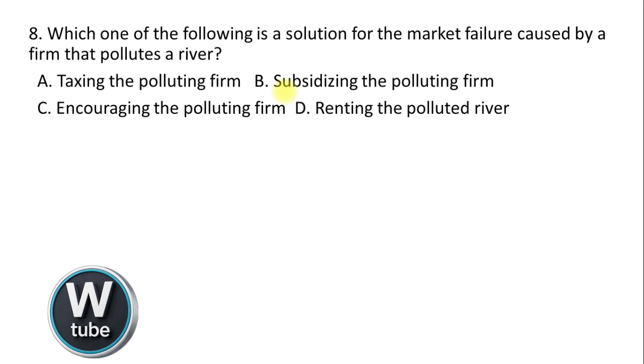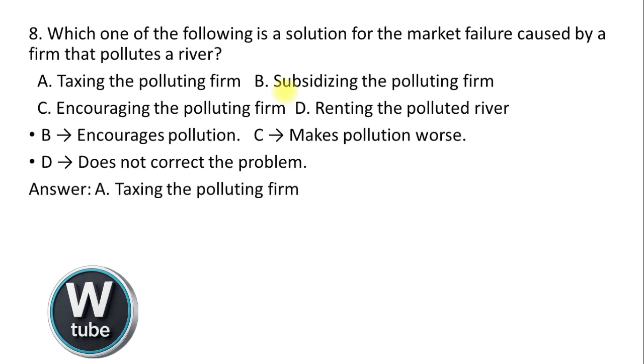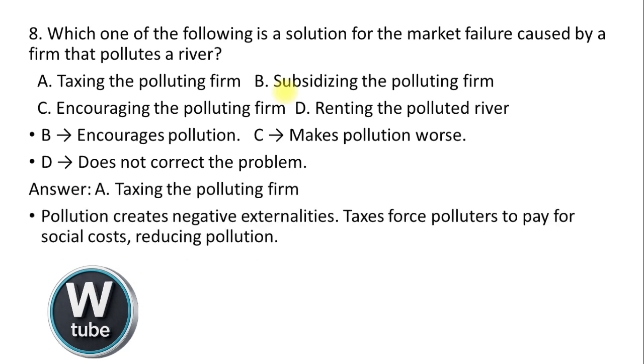Encouraging pollution is not the solution, as encouraging the polluting firm makes pollution worse. So C is also not the answer. D does not state a solution for how to solve market failure caused by firms that pollute a river. As a result, A is the correct answer. Taxing the polluting firm. Here, pollution creates negative externalities. Taxes force polluters to pay for social costs and reduce pollution. So, A is the correct answer.